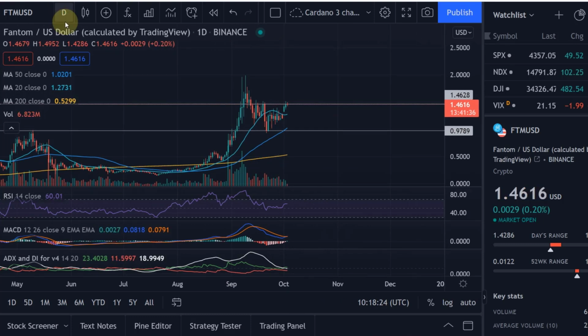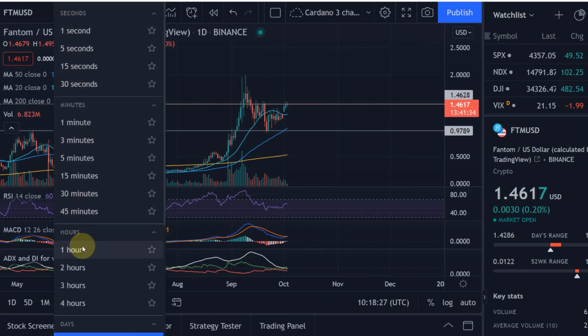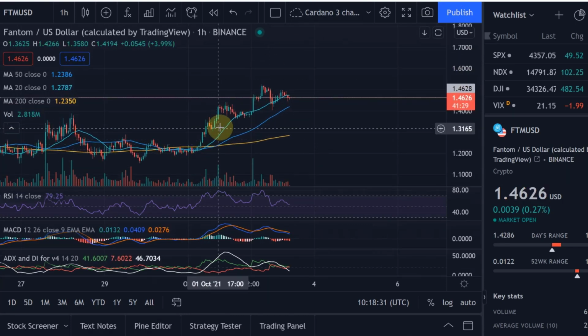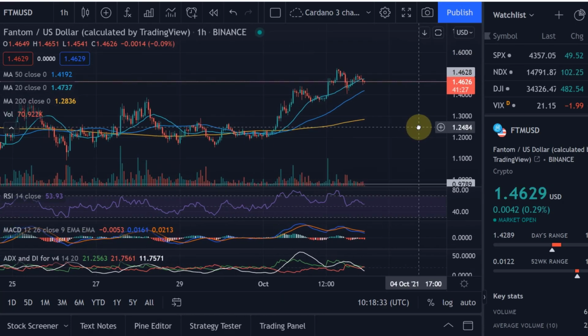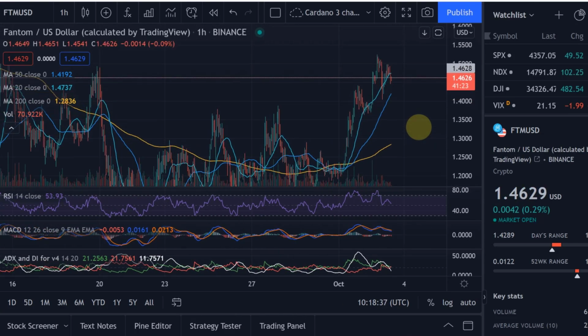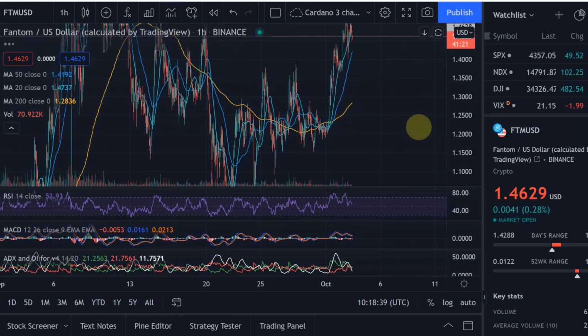Let's take a look at the shorter term time frame just to see where we are at the moment. Also here you can see that we're finding support at the 20 period moving average. Very important observation there as well. That is the 1 hour chart basically here at the moment.